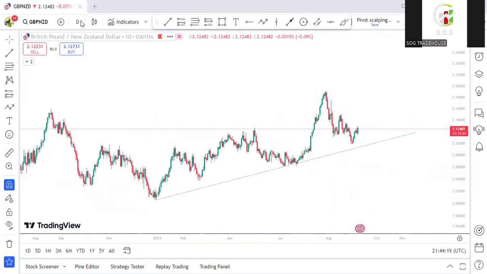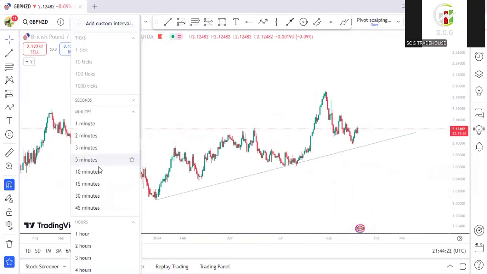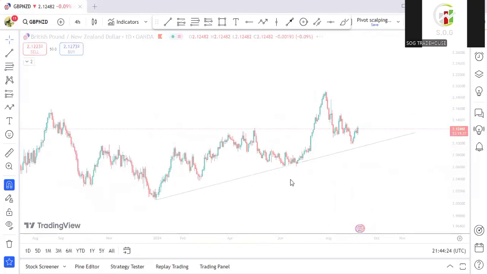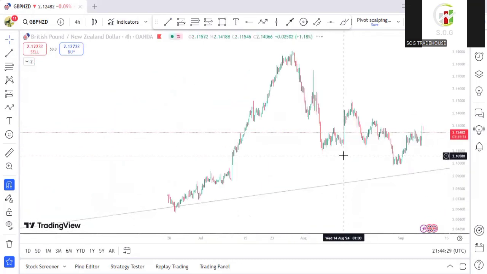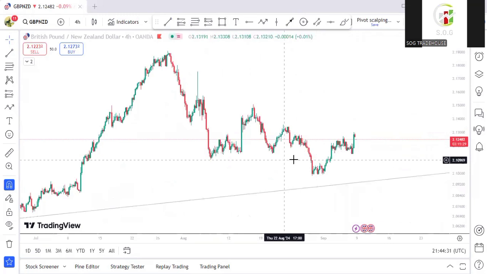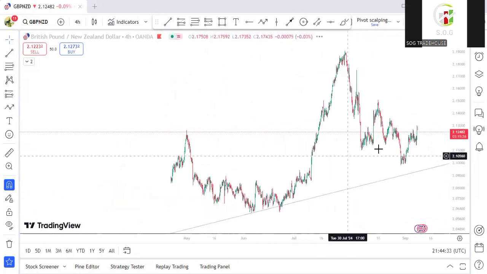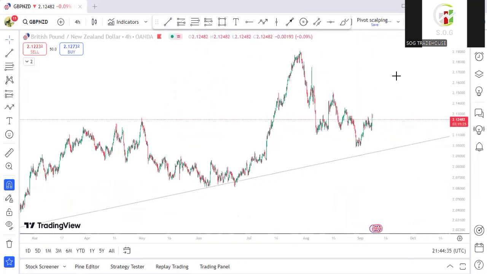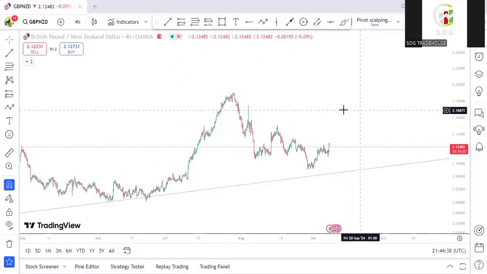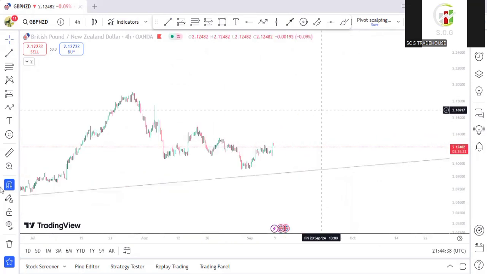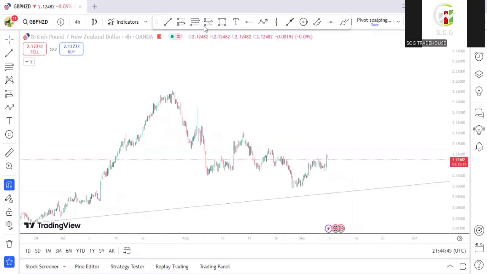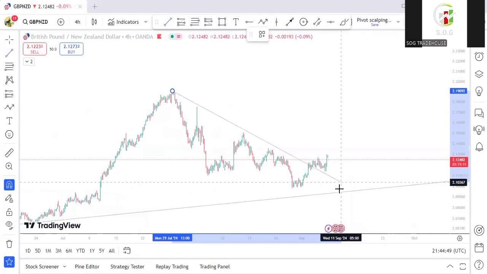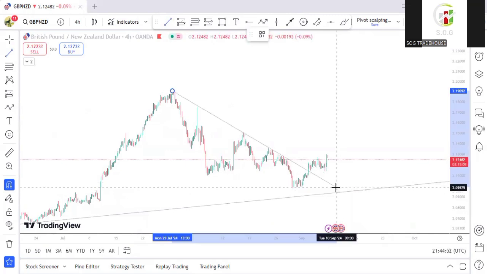So let's go down to the 4-hour time frame to see what's happening on GBP NZD. On the 4-hour time frame, let's focus on the current market structure. You can see GBP NZD has broken this trend line here.